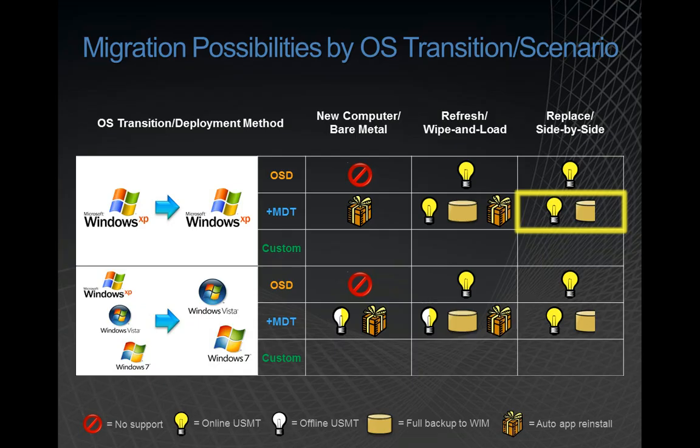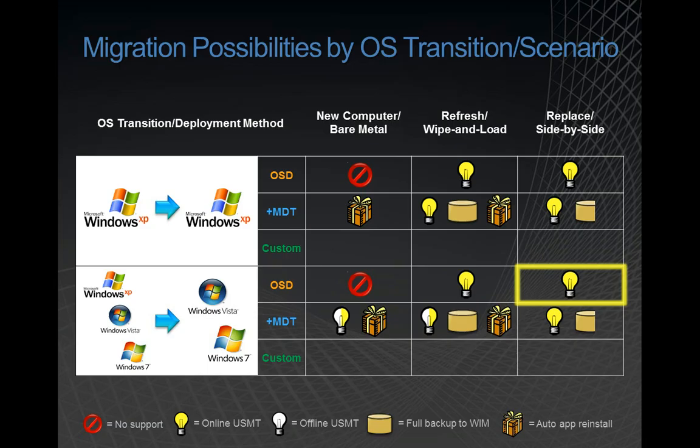Now, shifting down 2 rows and looking at what is possible when migrating from Windows XP, Windows Vista, or Windows 7 to either Windows Vista or Windows 7, with the functionality natively provided by OSD, our options are identical to those when migrating from Windows XP to Windows XP, which is the first scenario we reviewed and depicted in the first row of this table.